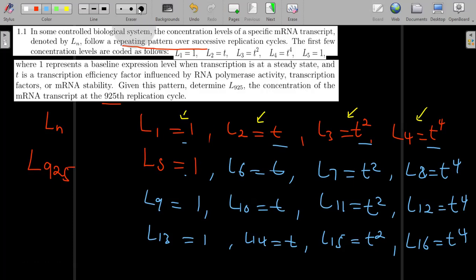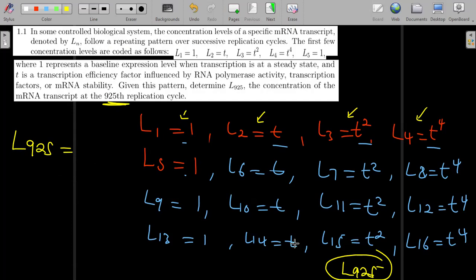Now the problem comes in when you are given a very large number, for example this one here. How do we find L925? That's where the problem comes in. You can't manage to write L following this pattern until you reach L925. It's impossible. So what we have to do is identify the pattern that is being used here.